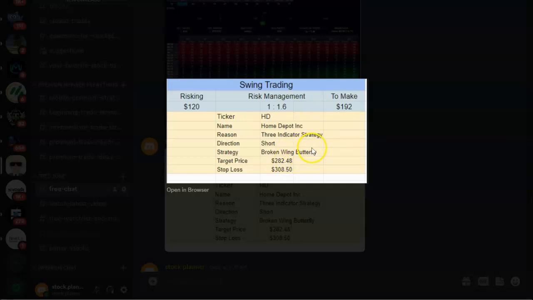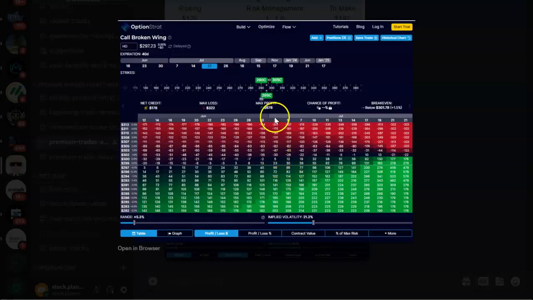And I used a different spread strategy called the broken wing butterfly. The broken wing butterfly requires you to sell 2 of the 295s, buy 1 of the 305s, and 1 of the 290s. So you're buying and selling 4 strikes, all calls, and you get $178 in your pocket with a max loss of $322. That's fairly good. But look at this max profit. If it expires in the money, you'll get up to $878.